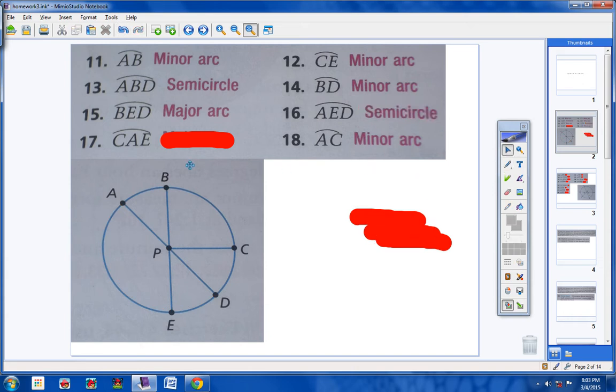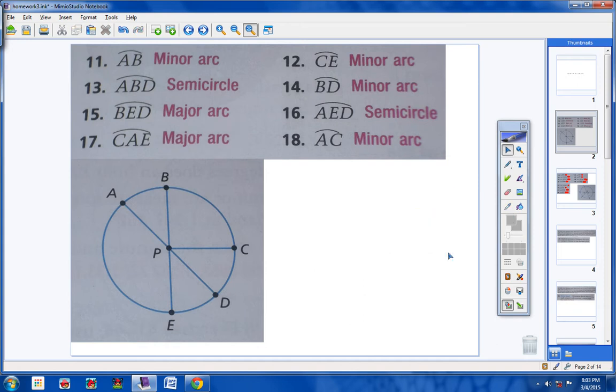And number 17, CAE. So C to A to E. Well, guys, that's huge. Look. There's no way it's a semicircle. CAE, that's almost the whole circle. It's about 3/4 of the circle. That is a major arc. It is not a semicircle.